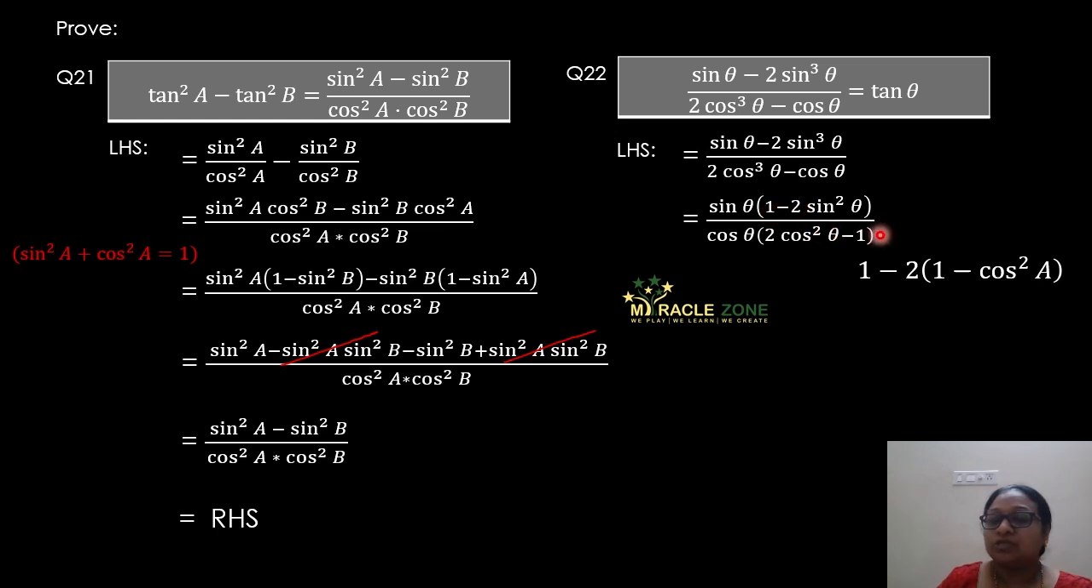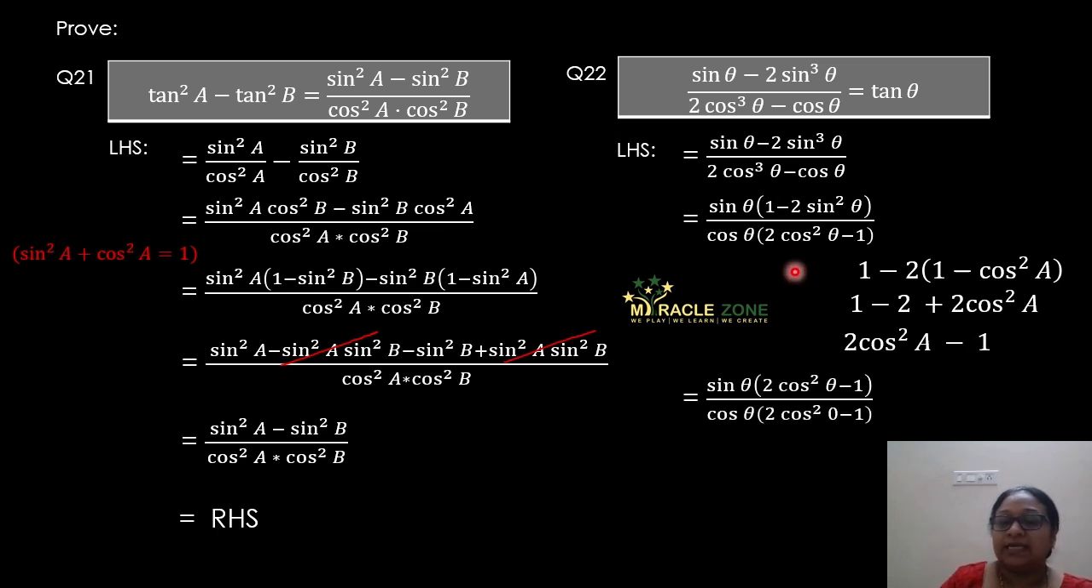Let's simplify again. So we'll take the inside 1 minus 2 sin square theta. So how can you write sin square theta? Sin square theta is 1 minus cos square theta. So the same thing you can rewrite as 1 minus 2 into 1 minus cos square theta. So when you multiply 2 inside, you will get 1 minus 2, minus into minus is plus 2 cos square theta. So 1 minus 2 is minus 1. So this is nothing but 2 cos square theta minus 1. Okay. So the same thing you can rewrite as sin theta into, instead of 1 minus 2 sin square theta, we can write it as 2 cos square theta minus 1.